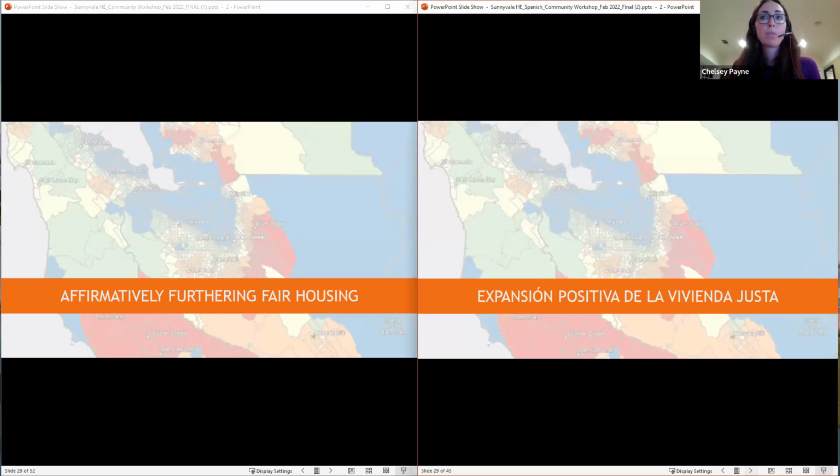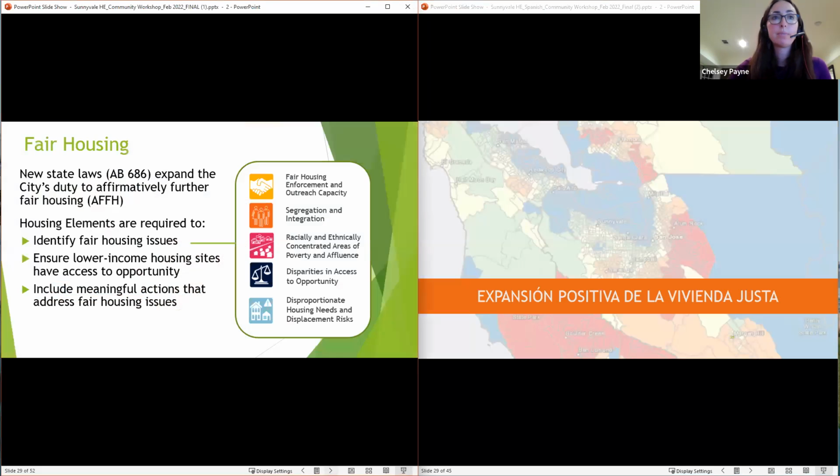One of the most significant new requirements for this housing element update is the requirement to address fair housing. Next slide, please.